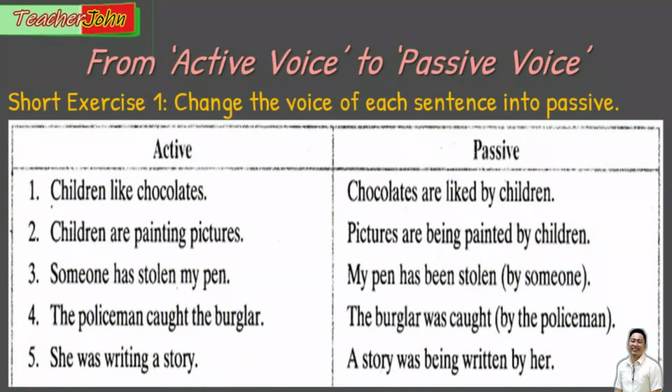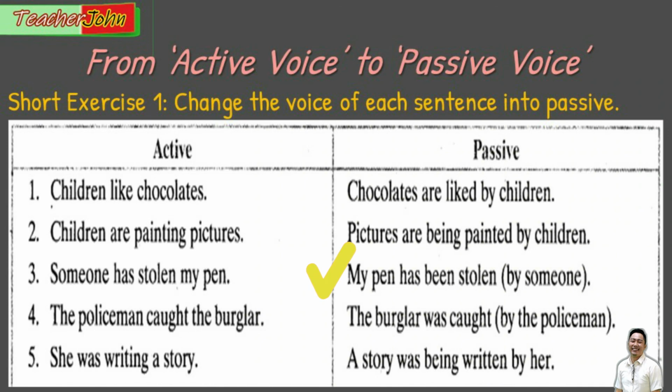Here are the answers. Number 1. Active. Children like chocolates. Passive. Chocolates are liked by children. Number 2. Active. Children are painting pictures. Passive. Pictures are being painted by children. Number 3. Active. Someone has stolen my pen. Passive. My pen has been stolen by someone.